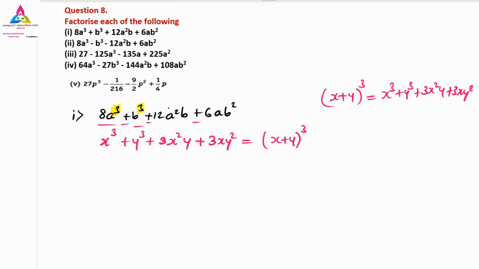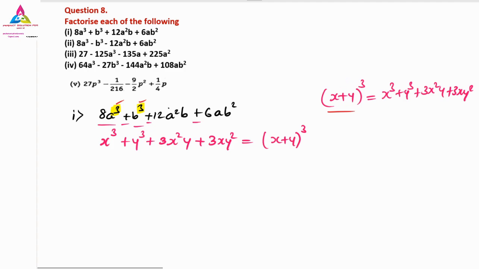Here, in place of x cube we have 8a cube, and in place of y cube we have b cube. This is the most important thing to remember when the question is given. Just go through it and choose the correct identity. Here we have cube and two variables, and for that purpose it is the x plus y the whole cube formula only.